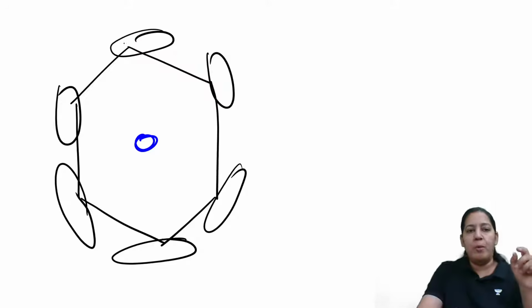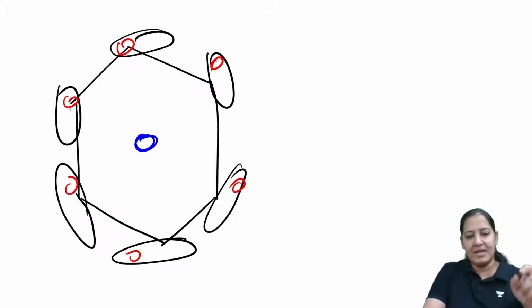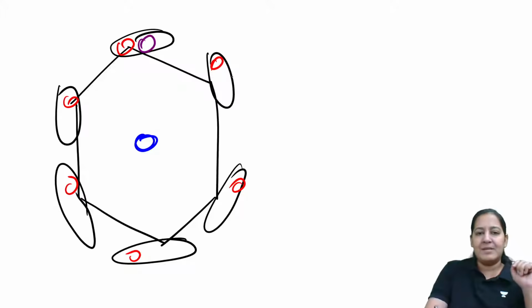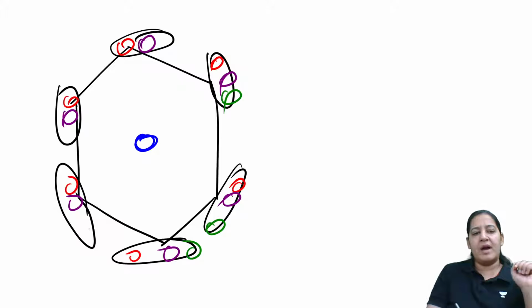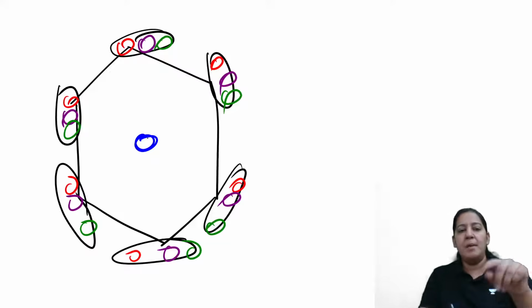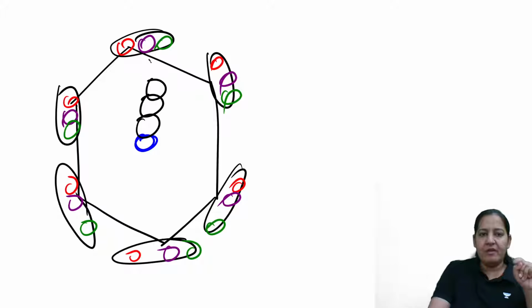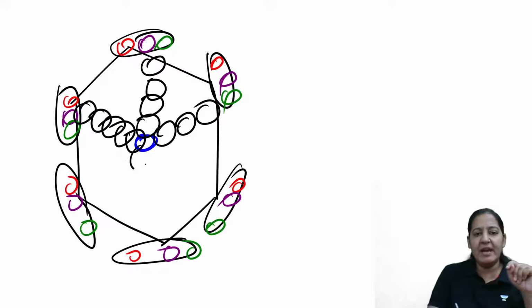Inside the portal triad, one is the hepatic artery, present everywhere. Second is the portal vein, and third is the bile duct. So this is the portal triad you can see. Everyone doing a thumbs up. Now, what is the connection between the central vein and the portal triads? It is the row of hepatocytes. So cords of hepatocytes connect the central vein with the portal triads everywhere like this.